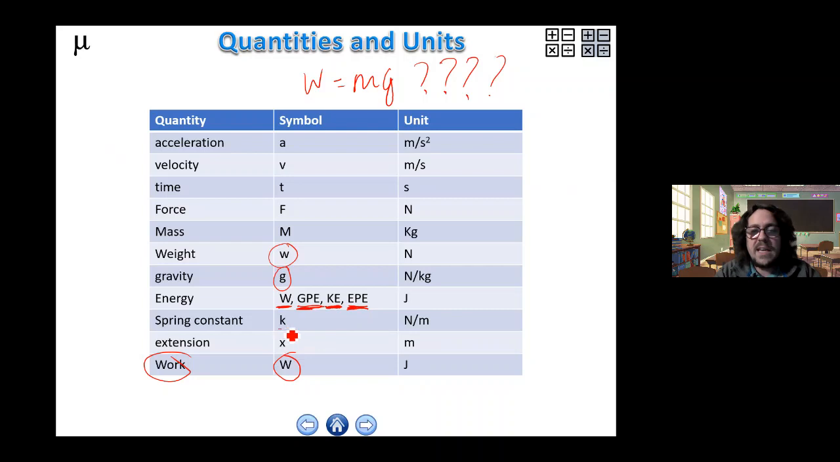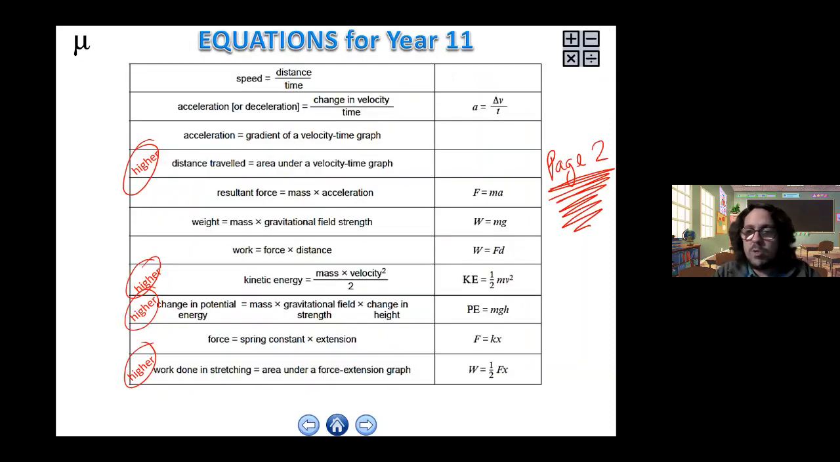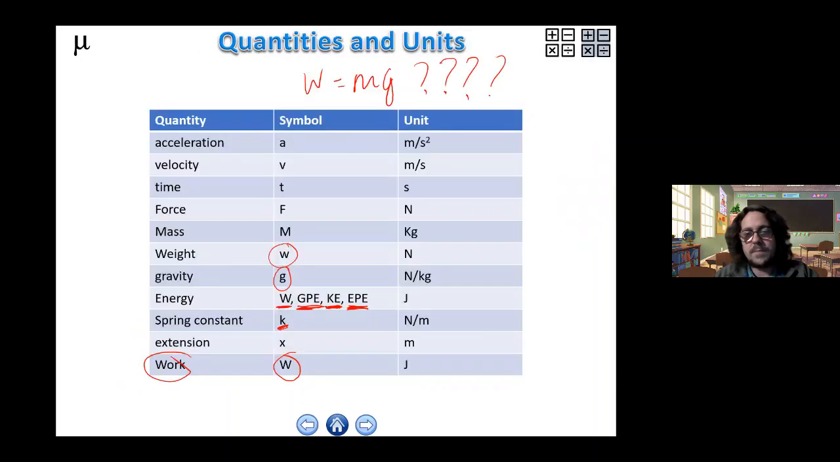Spring constant K, you have to know what K means. So if a question asks you to determine the spring constant, if you don't know what K is, then you don't know to use this formula here. If a question asks you to work out a spring constant, you need to know that you're after K, and if you know you're after K, then you know where to find it on this formula sheet. Extension x, and finally we already mentioned work.